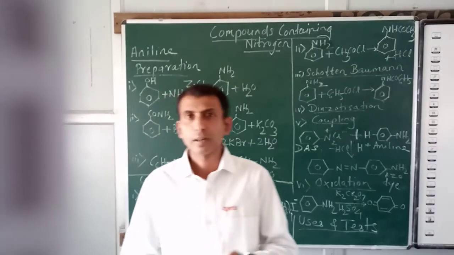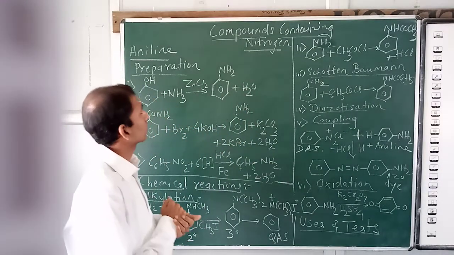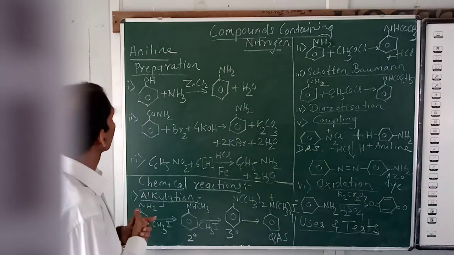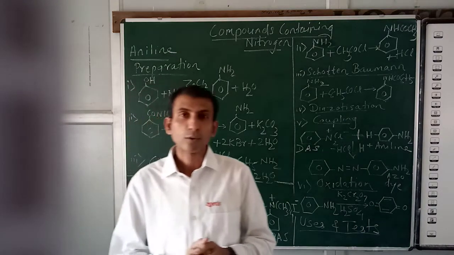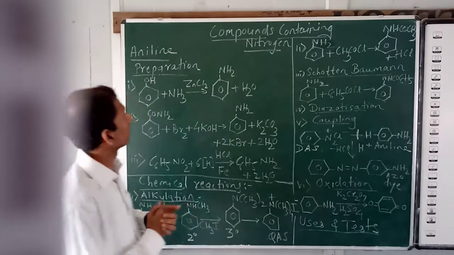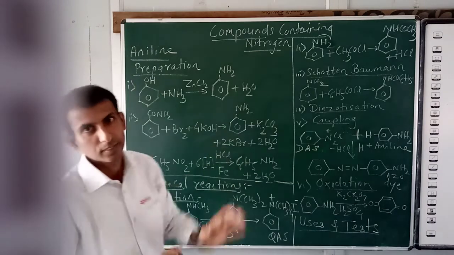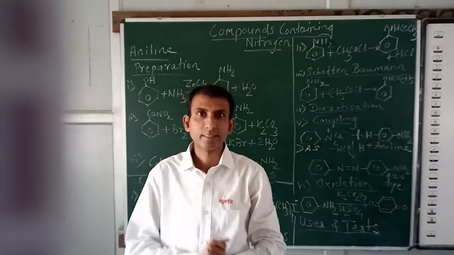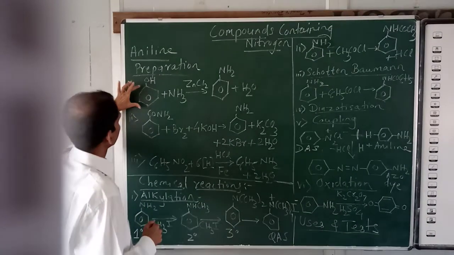So last time we completed the chemical reactions of compounds containing nitrogen, and a very important compound we are going to discuss today is aniline. Aniline is an example of an aromatic amine. Clearly you can see that there is a benzene ring here.